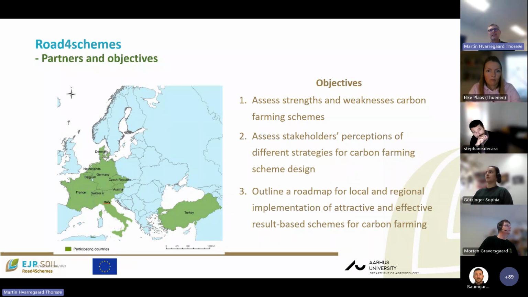Afterwards, we have conducted an assessment of stakeholders' perception of different strategies for carbon farming schemes. And finally, we outline a roadmap for local and regional implementation of attractive and effective result-based schemes for carbon farming.